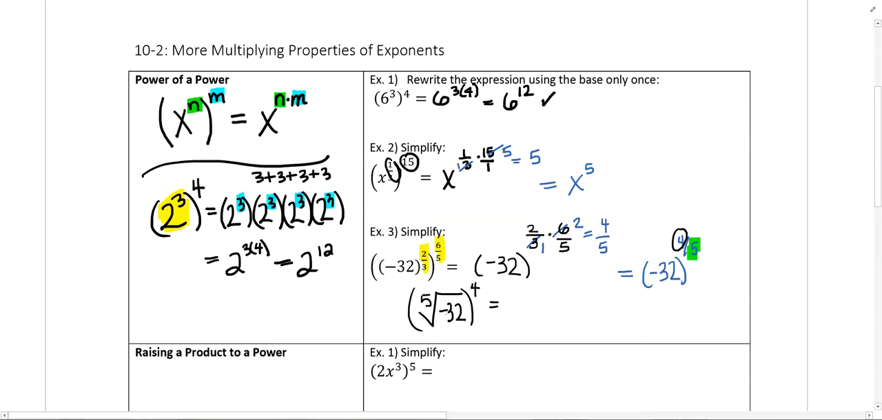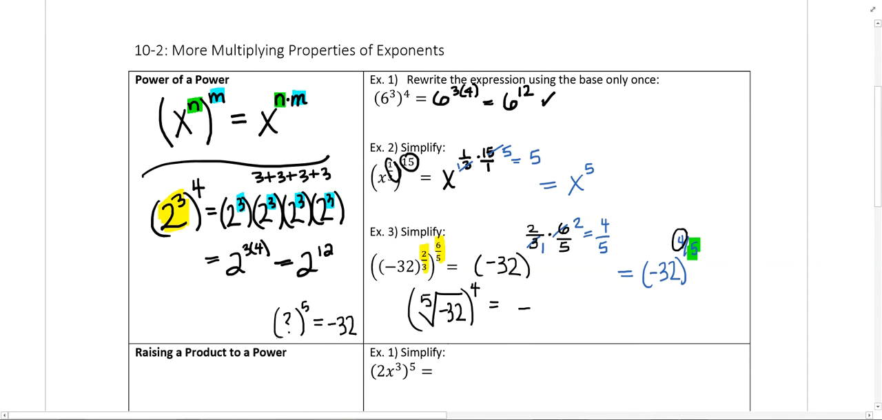So the 5th root of negative 32 is asking what number to the 5th power gives you negative 32? Well, yes, it can be a negative number, because if you have 5 negative numbers, your result will be negative. So I do know it's a negative number. I don't need parentheses there.